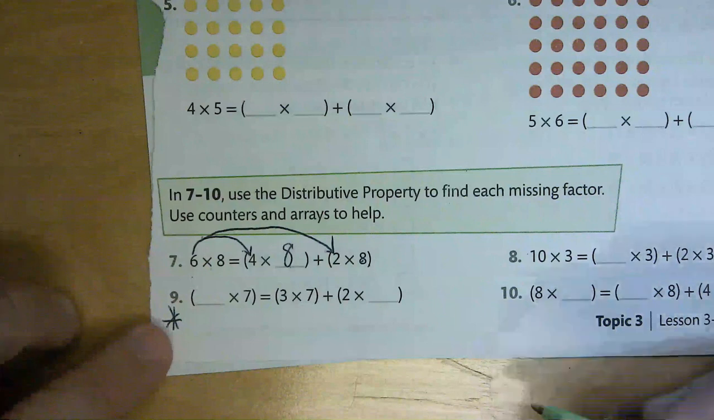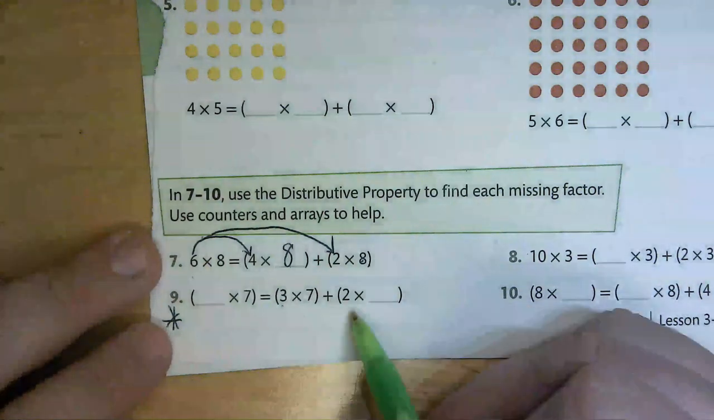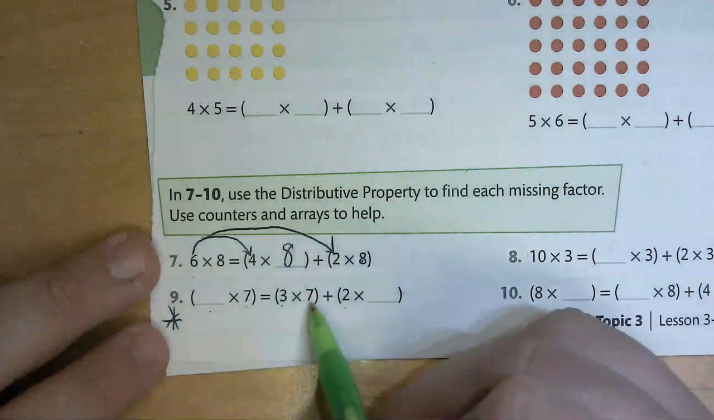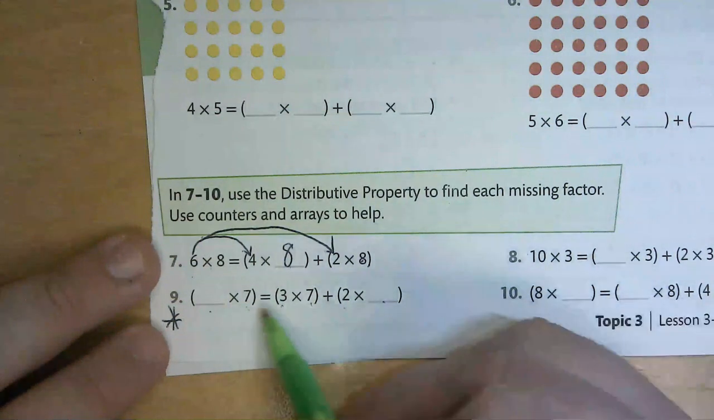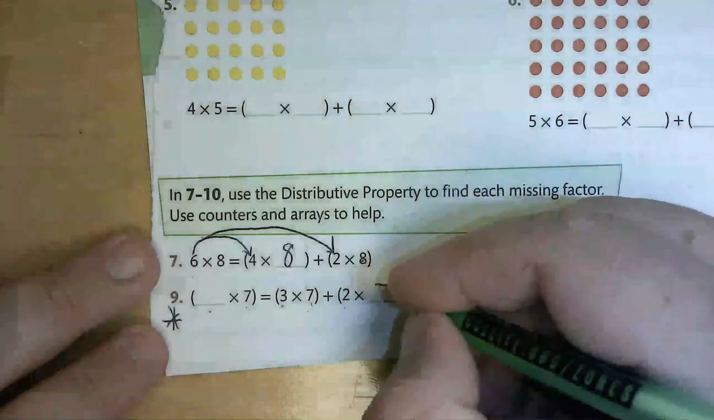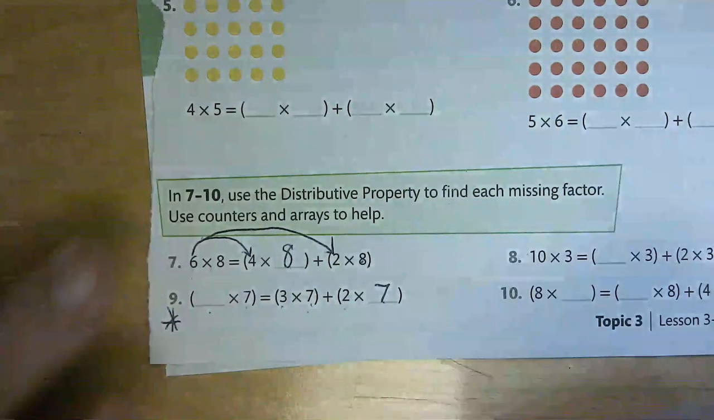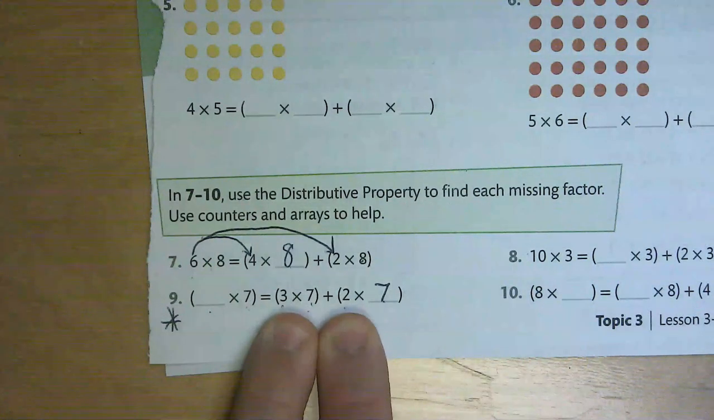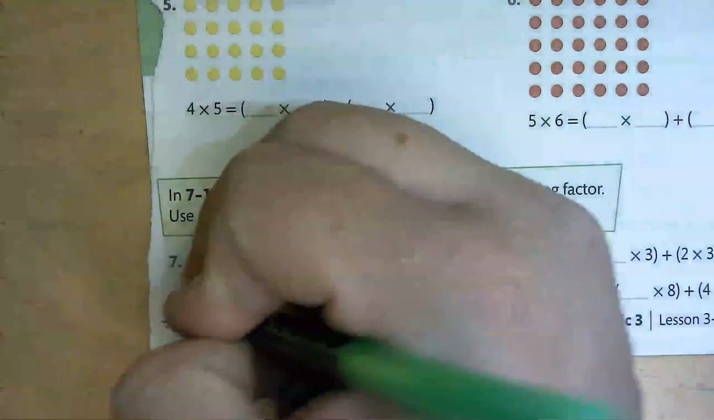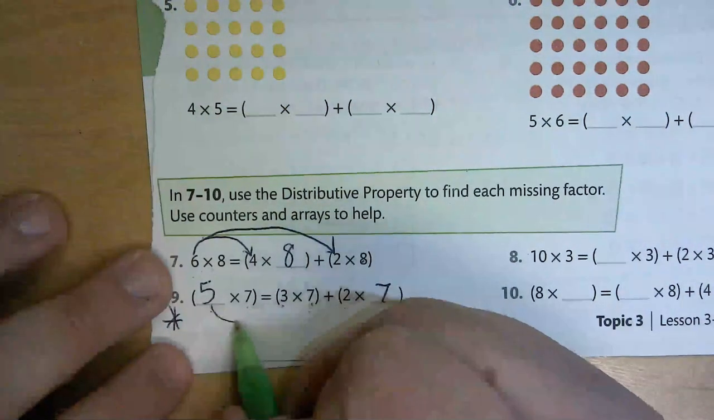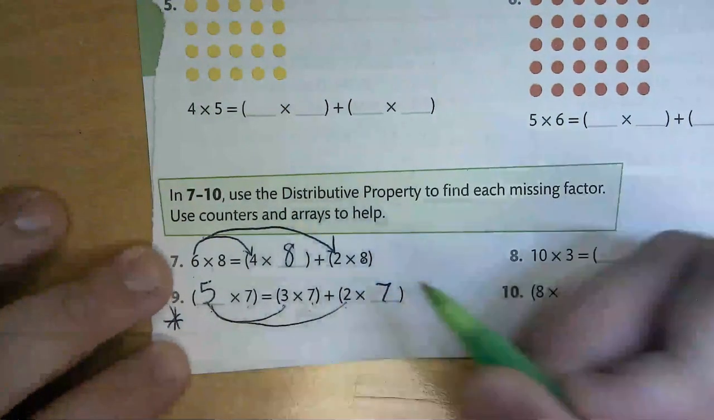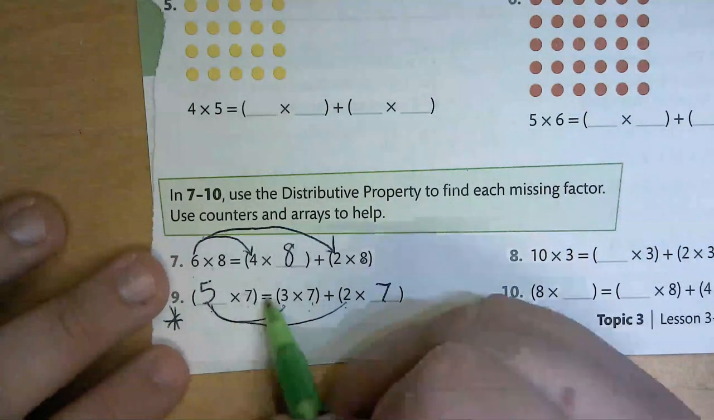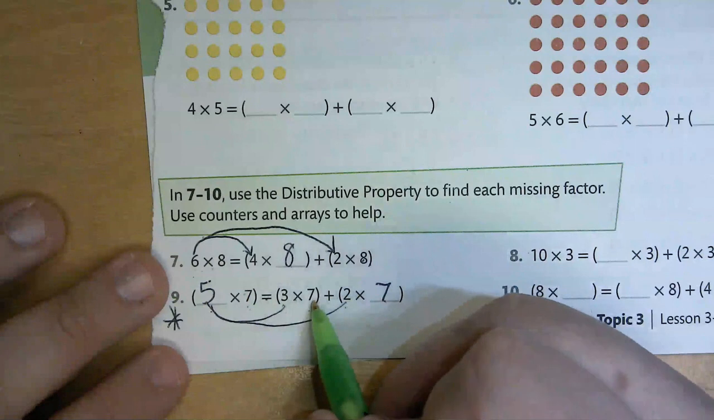All right. So for number 9, I see I've got 3 and 2. I've got a blank here, and then I've got a 7, and a blank. Well, if this is a 7 and this is a 7, this is also going to need to be a 7. Then I can look at my other 2 parts and say, well, what did I find here? Well, 3 plus 2 equals 5. Can I break 5 into 3 plus 2? I sure can. So my answer is 5 times 7 is the same as 3 times 7 plus 2 times 7.